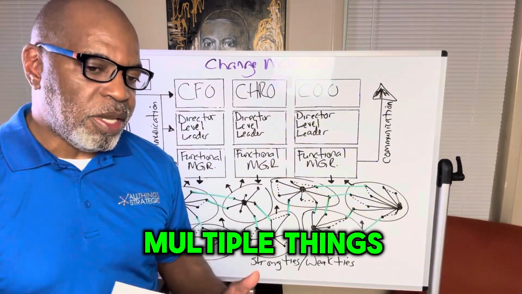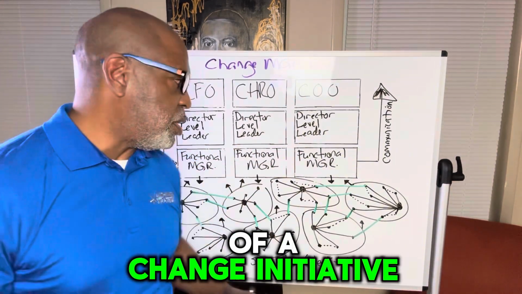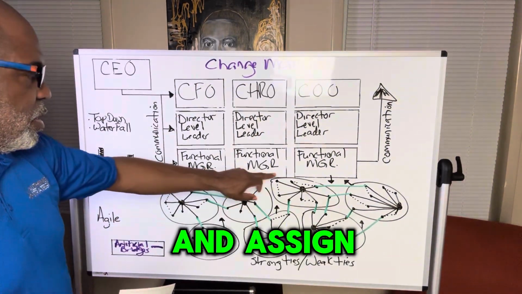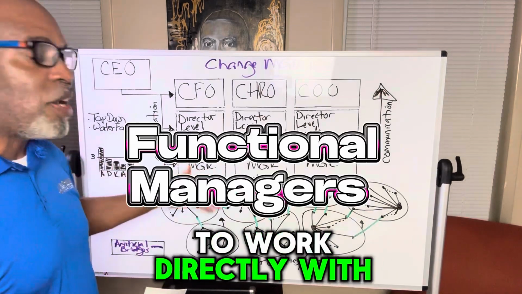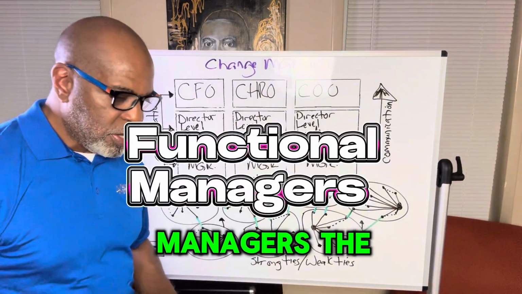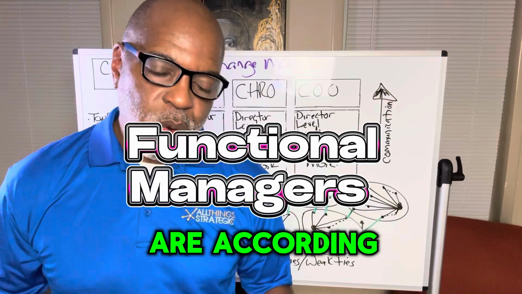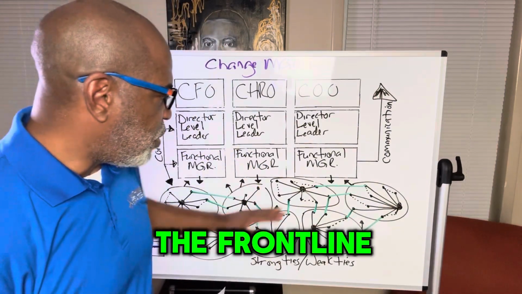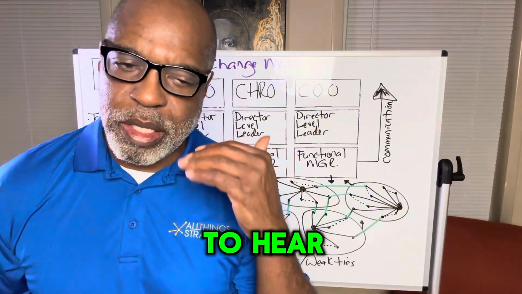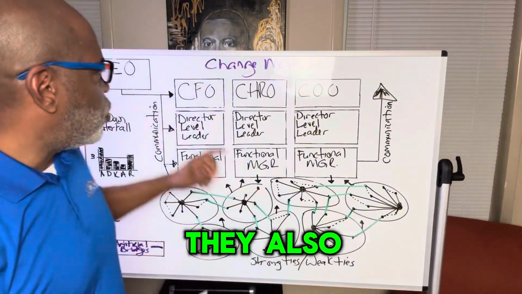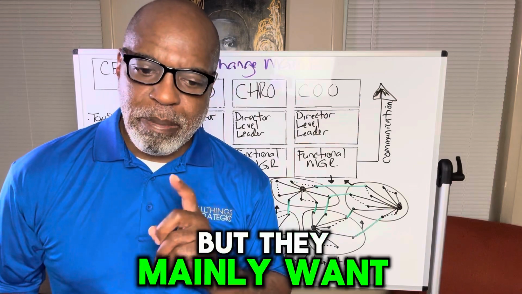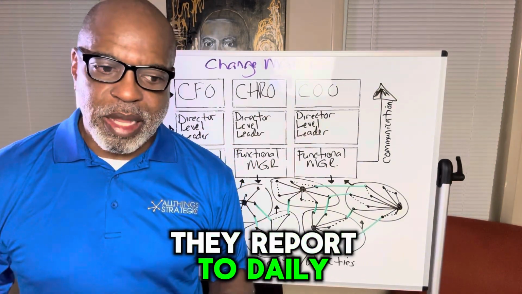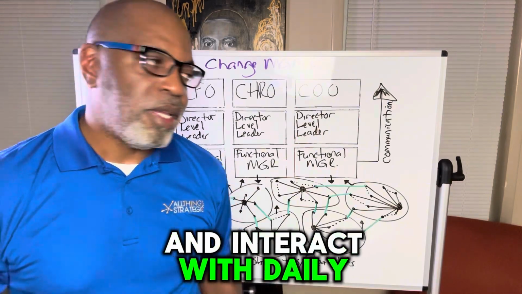We have to do multiple things to ensure the success of a change initiative. One thing is to identify and assign change managers to work directly with the functional managers. The functional managers are, according to ProSci research, the people who the frontline employees want to hear their message from. They also want to hear from the CEO, but they mainly want to hear from the functional managers. That's the person who they report to daily and who they engage and interact with daily.